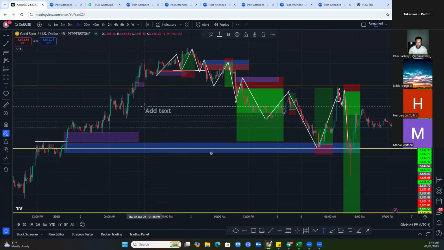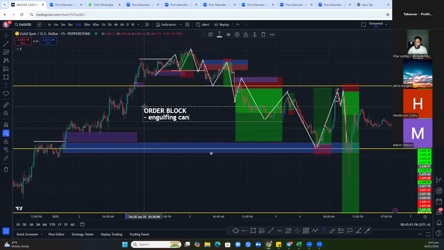So remember how you identify the order blocks. Let me put it back here again. This is how this strengthens the order block as well. Number one, you want to see engulfing candles. Number two, imbalance or fair value gaps. Number three, a liquidity grab. And number four, a break of structure. You get those things, your order block is strong.